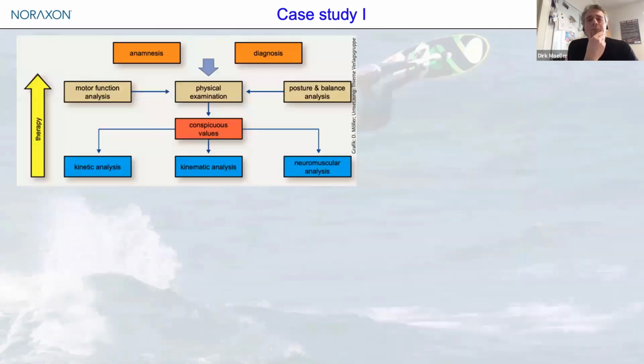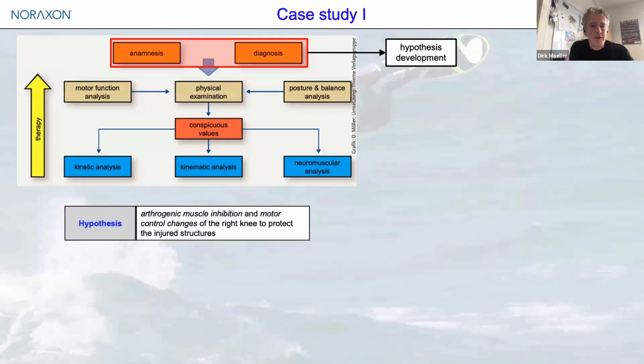So if we put everything in this multi-level model, my hypothesis based on the information was an arthrogenic muscle inhibition and a motor control change of the right knee to protect the injured knee structures. Makes sense. He has an acute injury, 12 days past accident, and a partial muscle bundle rupture, so everything is in the wound healing process, and the idea of the brain is that we have to protect. So inhibition and motor control changes make absolute sense for this patient.